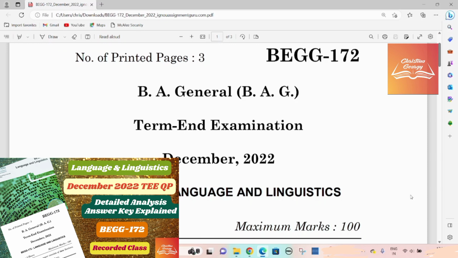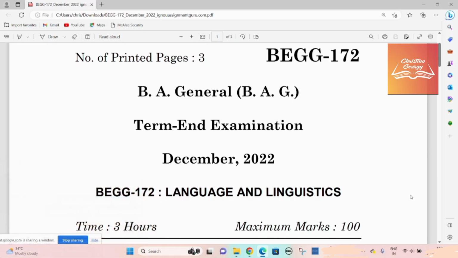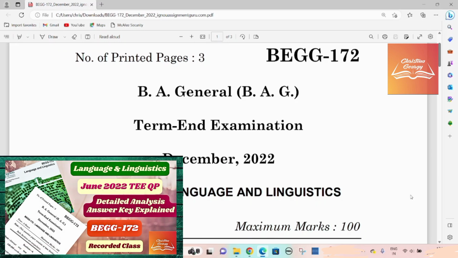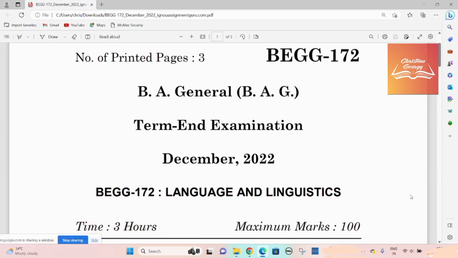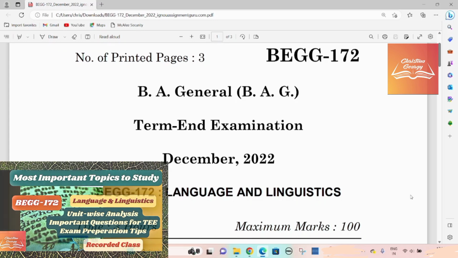Dear learners, being your academic counselor, my humble suggestion is not to panic. You have enough and more time to complete the answer sheet unless you waste time unwantedly. Okay? Please calm down, relax, and things will go fine if you are prepared. There are some ways and means to prepare smartly for this particular paper. Remember, I am mentioning only this particular paper, BEGG-172. We'll discuss the most important topics, or rather the most important questions to be aware of in our next session.